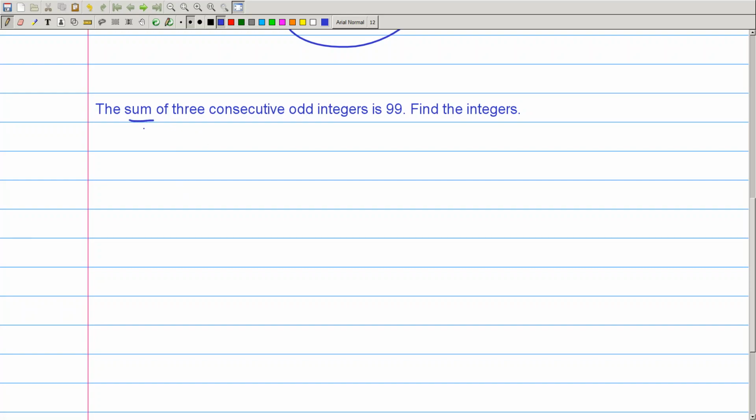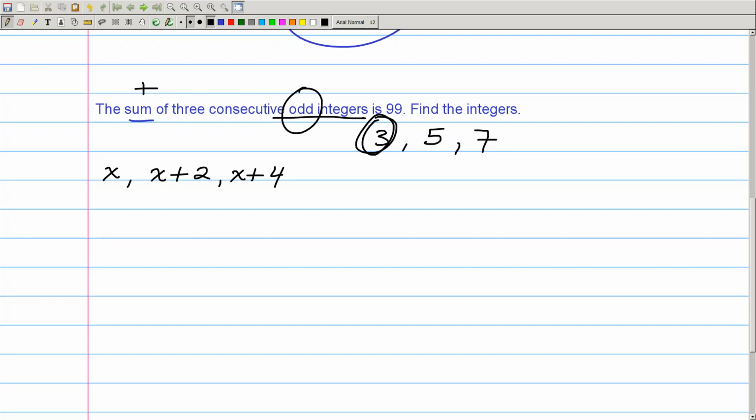Now, it says the sum, so again, I'm going to be doing an addition. This means add. And now it says consecutive odd. Consecutive odd and consecutive even mean the same thing algebraically, meaning I'll still have x plus 2 and x plus 4. The only difference is the starting point is an odd number, not an even number. So I have 3, and the next odd integer up is 2 up from that, 5. And the next integer up from that is 7, 2 up from that.